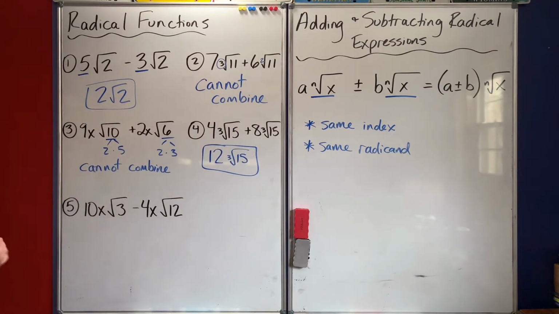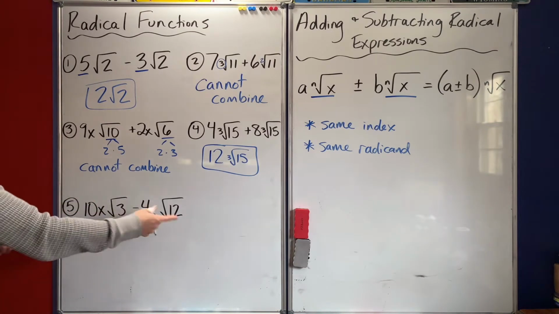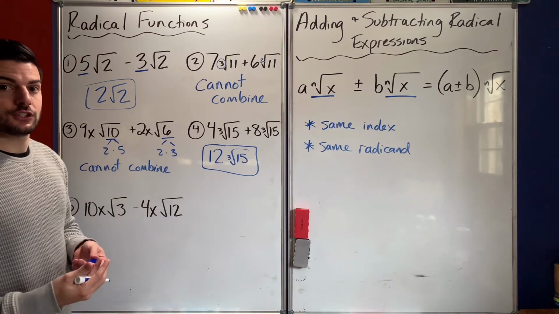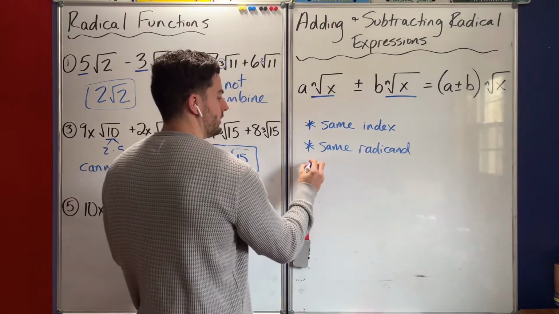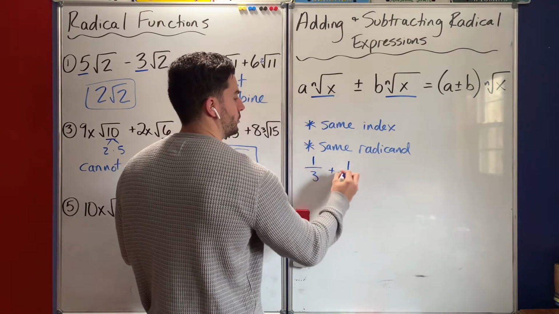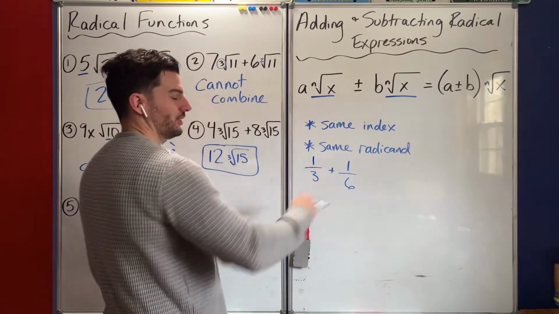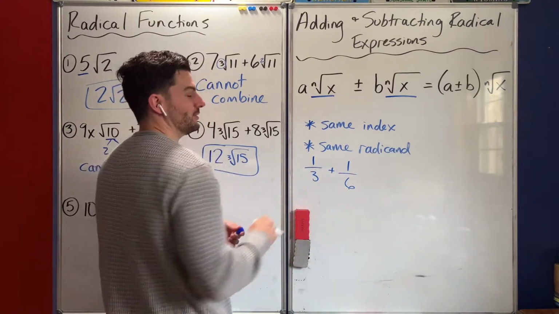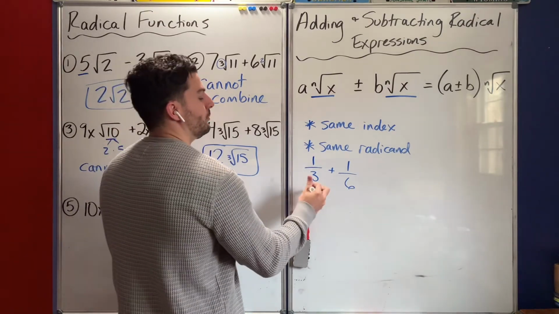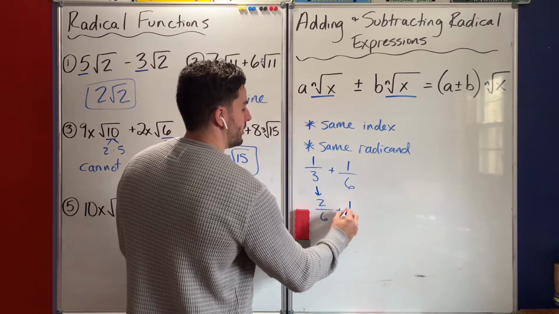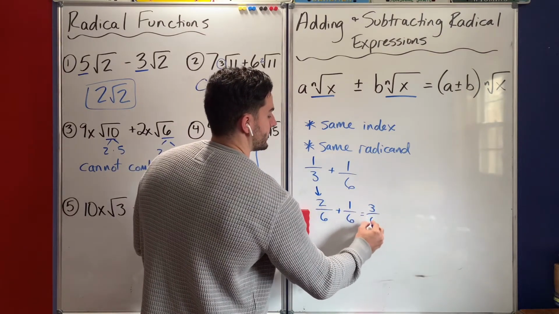All right, now number 5. For this one, again, you might look at this at first and think, I can't combine. They don't have the same radicands. And that's true at first. But just like with fractions, if you were to try to add 1/3 plus 1/6, right away that might be a little bit hard. You actually couldn't add these right away because they don't have the same denominator, and that's what you would need to add these. But if you convert this one to have the same denominator, so 2/6 plus 1/6 would give you 3/6, then you can add them.